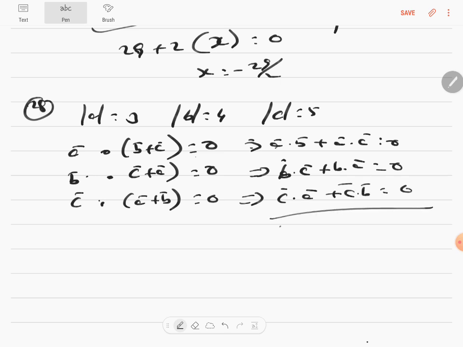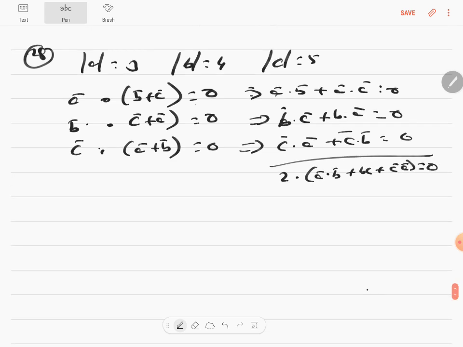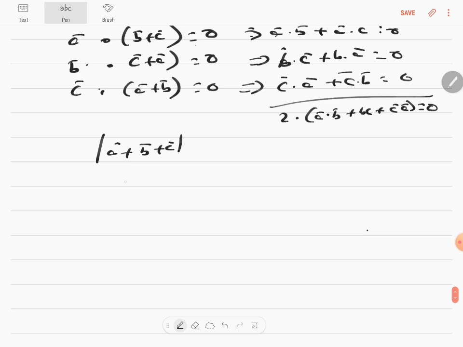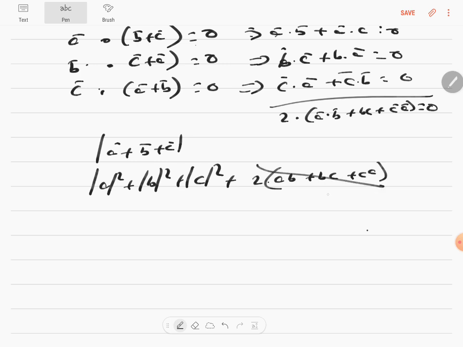So when you add them, you get 2 times AB plus BC plus CA itself is 0. Okay, now coming back to the question, what are they asking? They're asking you to find magnitude of A plus B plus C. And I've told you, whenever they give you like this, I've taken the square: magnitude of A the whole square plus magnitude of B the whole square plus magnitude of C the whole square plus 2 times AB plus BC plus CA, which itself is 0.